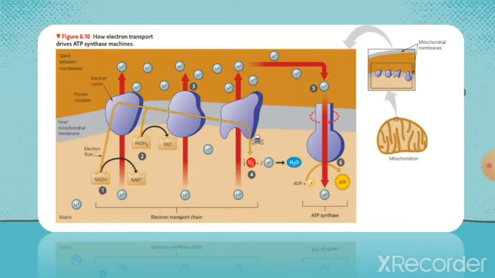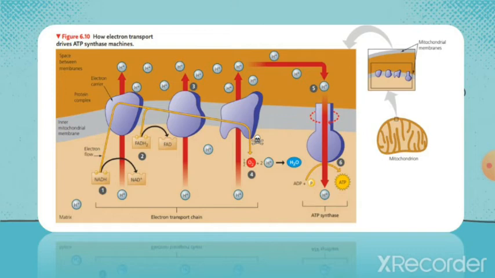So as you can see, this is how the electron transport drives ATP synthase machines. Figure 6.10 shows a simplified view of how the energy previously stored in NADH and FADH2 can now be used to generate adenosine triphosphate. NADH and FADH2 transfer electrons to an electron transport chain. Then the electron transport chain uses the energy supply to pump H+ across the inner mitochondrial membrane. Then oxygen pulls electrons down the transport chain.